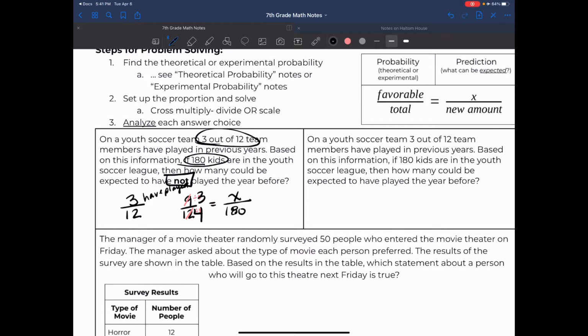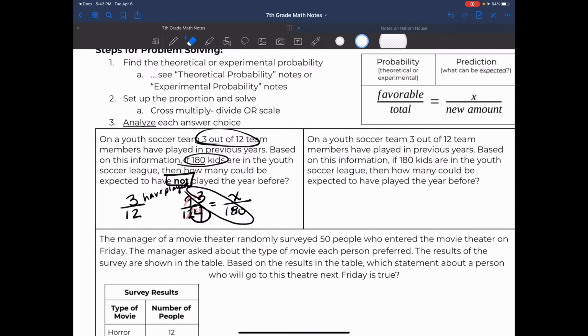So now the 2 strategies are either to cross multiply and divide or to scale. Scaling meaning, is there an easy way to get from 4 to 180? And honestly, in my head, I can't really see an easy way to do it. So I am going to cross multiply 3 times 180 and then divide by 4. So let me work this out. Sorry, we're running out of room, guys. 180 times 3. 8 times 3 is 24. 1 times 3 is 3, plus 2 is 5. 540.